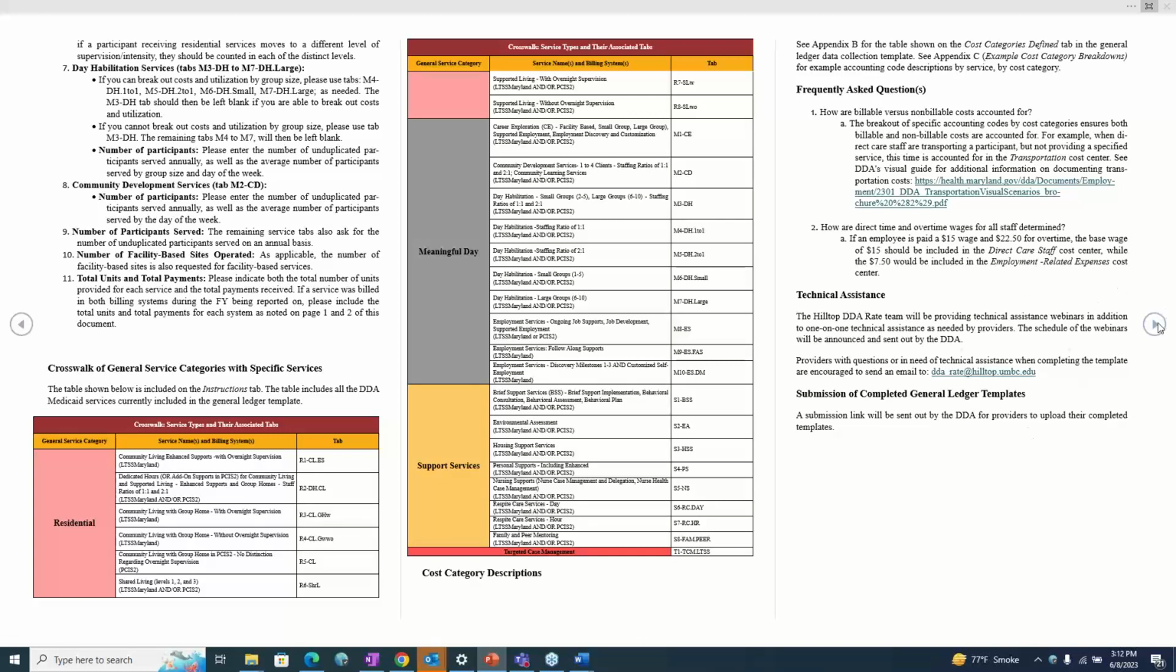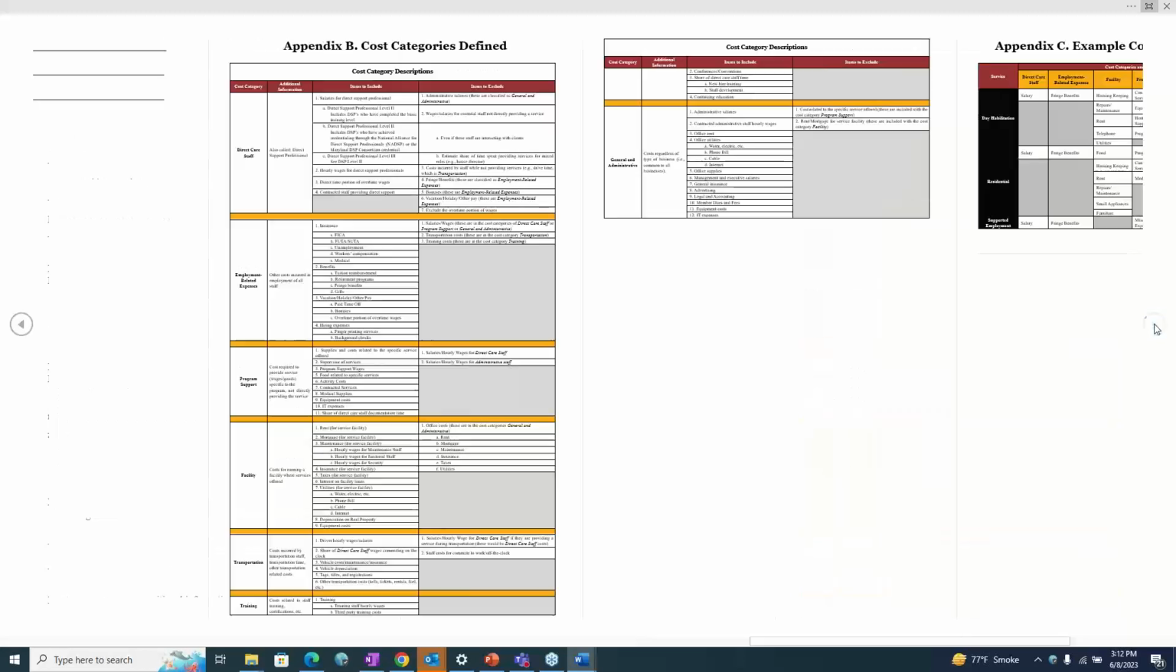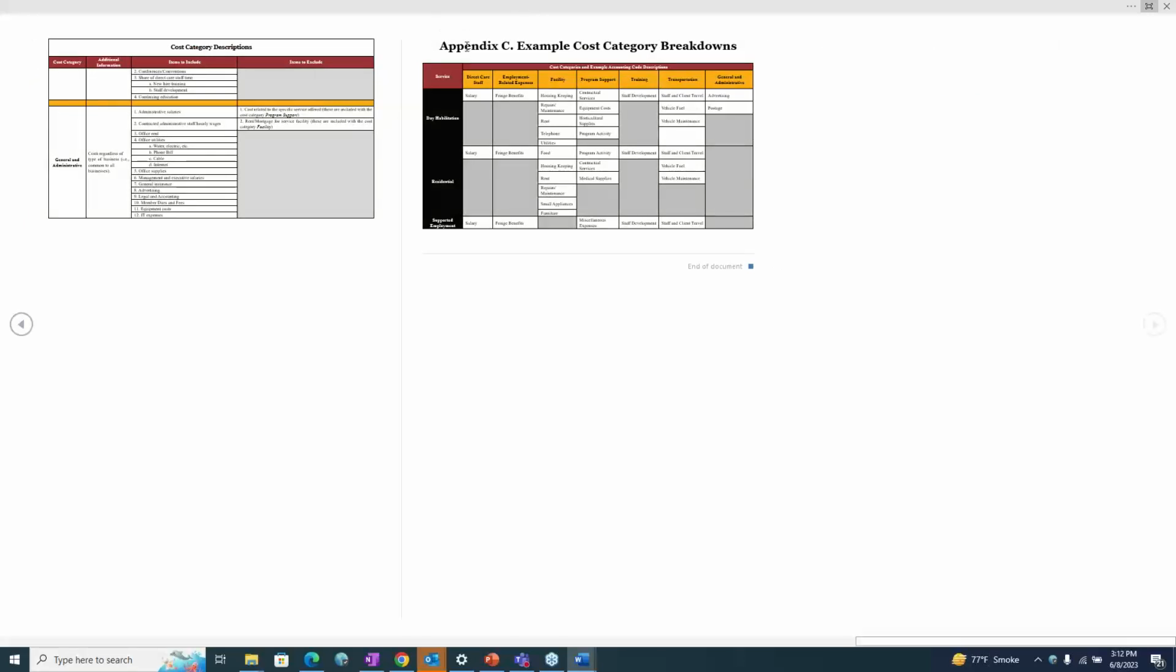And then the last item that I want to highlight is the different appendices that are included in the instructions. There's the general ledger data template attestation that will be submitted when you submit your data. There's the cost categories defined. There's a table included in the appendix as well as in the actual template. And then there is also an example breakdown of all of the cost categories. So that is all I have for just the overview of the instructions.